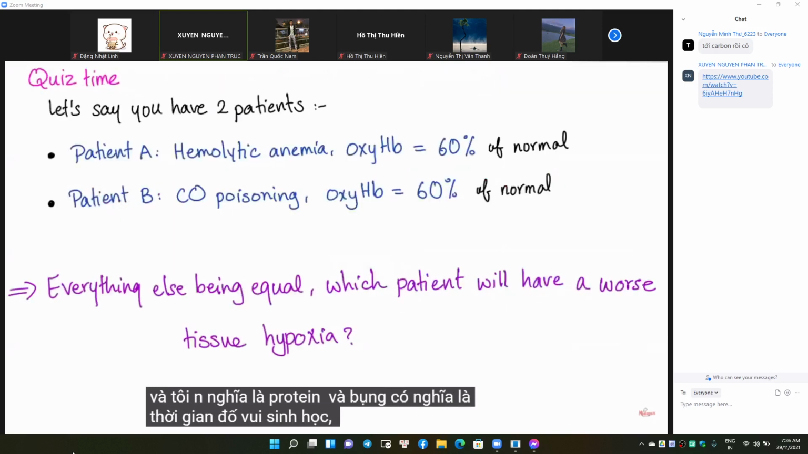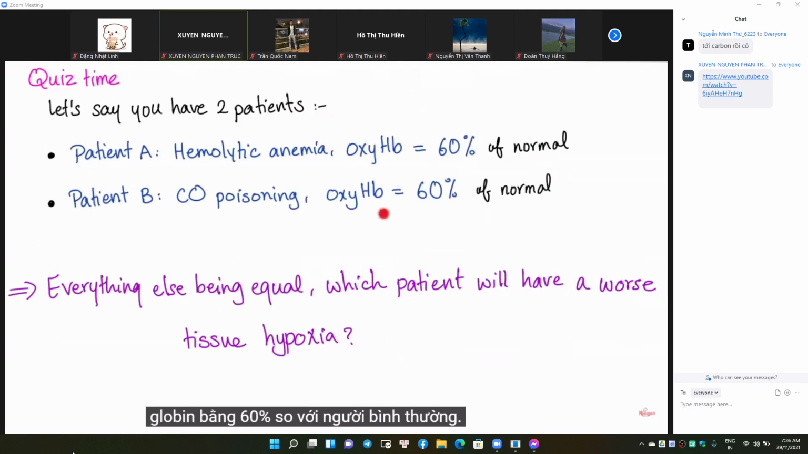Interesting. Quiz time. Let's say that you have two patients. Patient A has hemolytic anemia and his oxyhemoglobin is 60% that of a normal person. Patient B has CO poisoning with oxyhemoglobin again of 60% that of normal. Everything else being equal, which patient will have a worse tissue hypoxia?